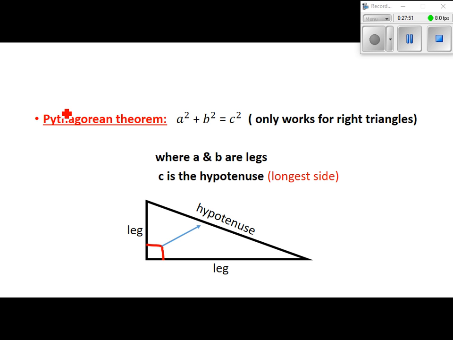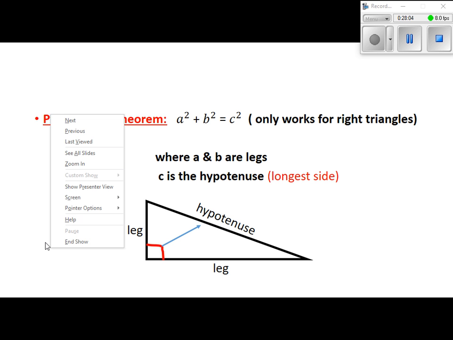But I heard it's on new, Pythagorean theorem again. Pythagorean theorem: a squared plus b squared equals c squared. Make sure you know that. I don't think this is on your notes, is it? I just stuck this on here.